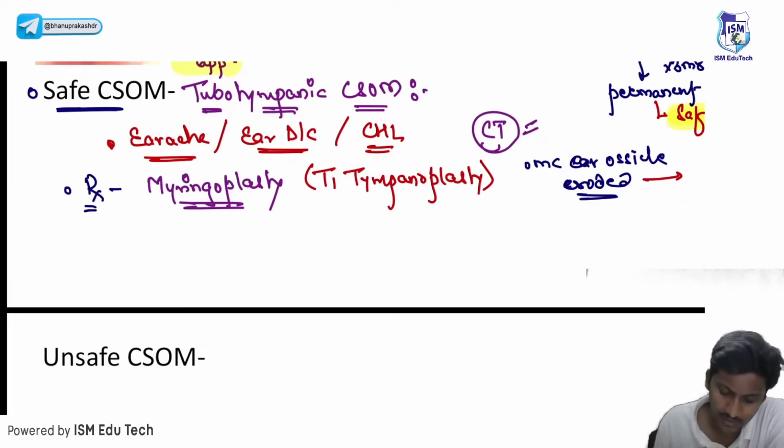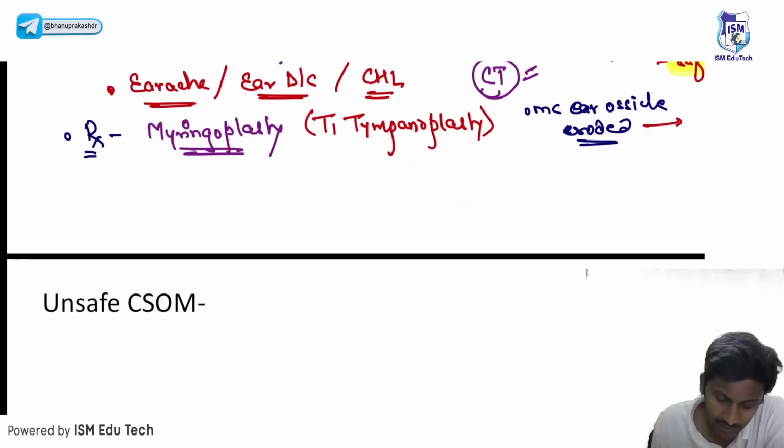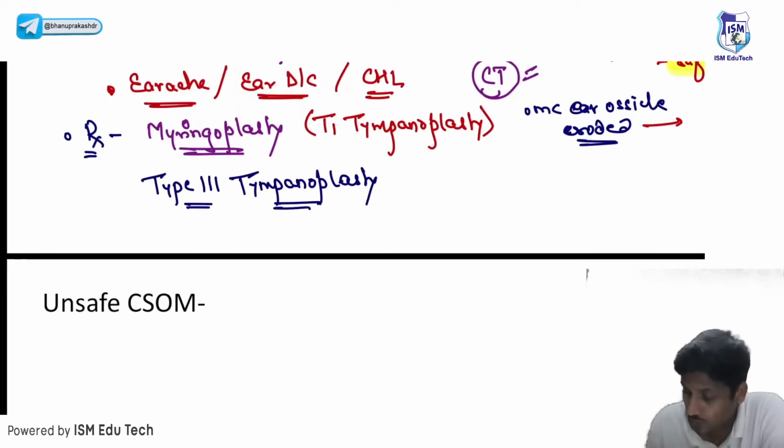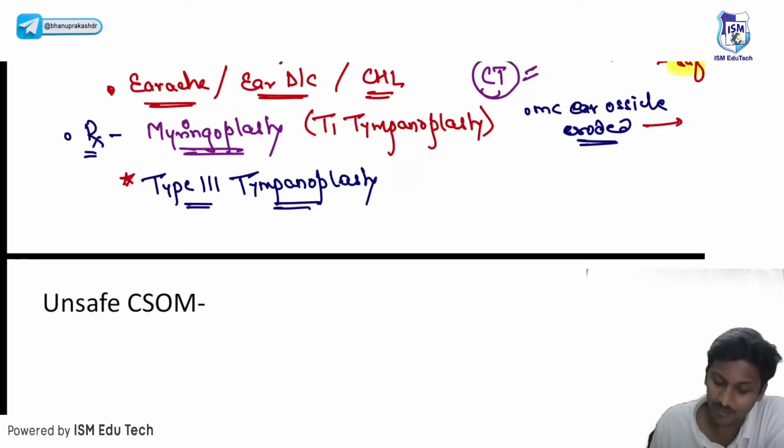But if the ear ossicles have been eroded, okay, then we need to go for a type 3 tympanoplasty, where we will go for repair of the whole middle ear cavity. That's important. Okay, so please remember, type 3 tympanoplasty will be done usually in that patient. Okay, so that is what is done.